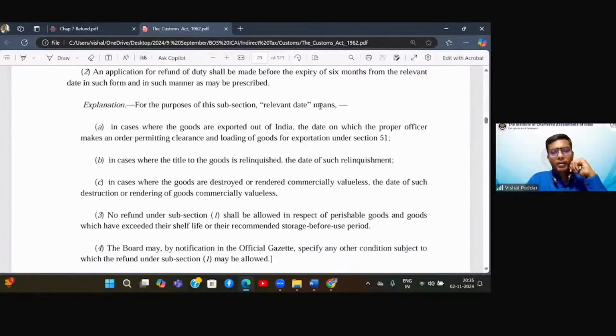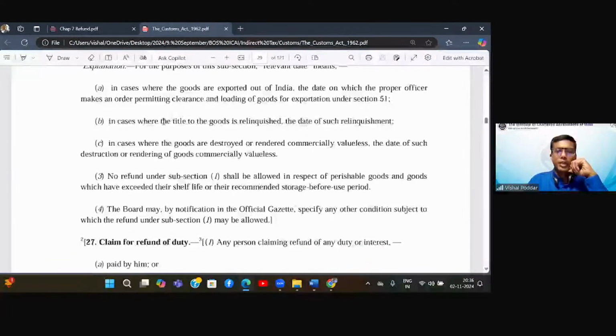What is the relevant date for counting this 6 months? In case of export, it is the date of officer permitting the clearance. In case of relinquishment, date of relinquishment. In case of destruction, date of destruction.